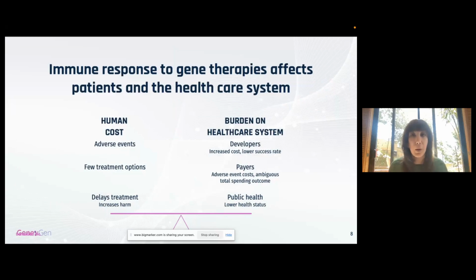So I hope that by this introduction, I have convinced you that immune response to gene therapy creates a massive burden both on the healthcare system and on the patients themselves. In patients, it creates adverse effects. It decreases treatment options. In many cases, it also delays treatment. On the healthcare system, there's a massive amount of cost and lost resources that goes into developing these gene therapies that can ultimately fail because of toxicity.